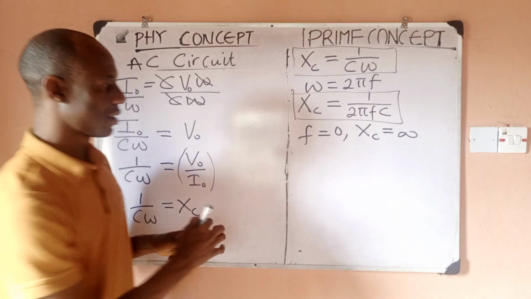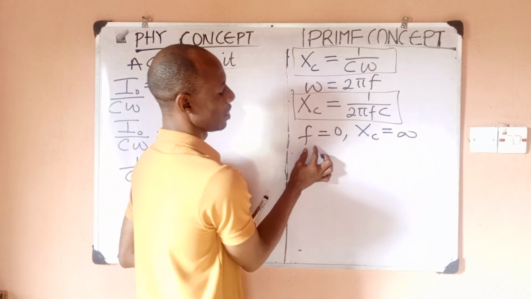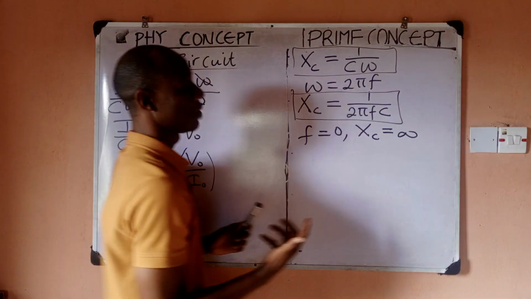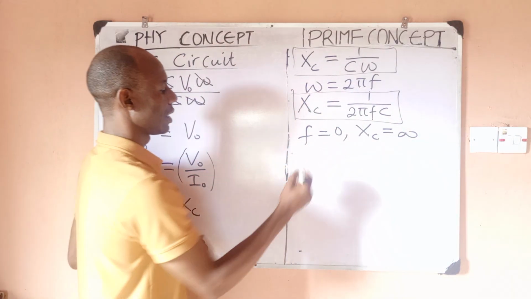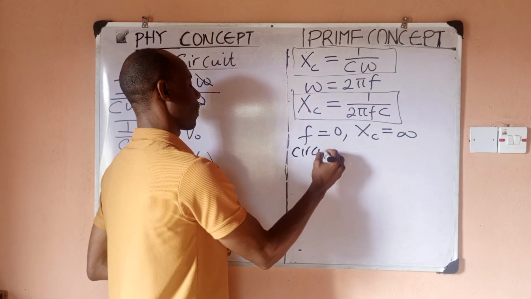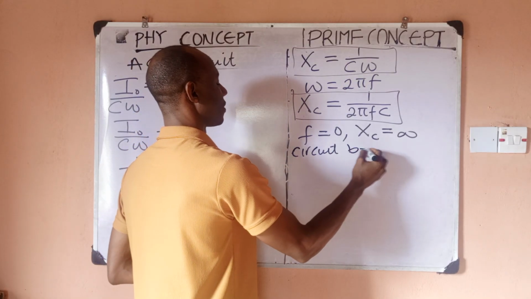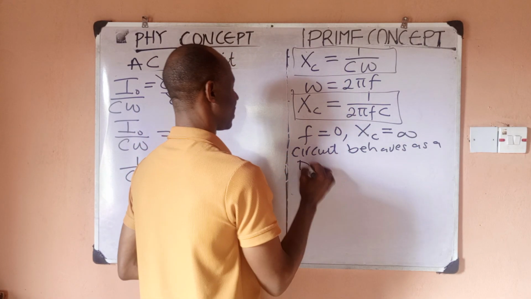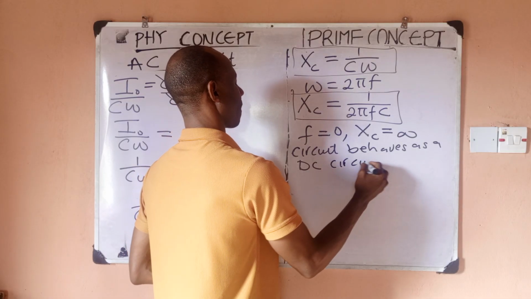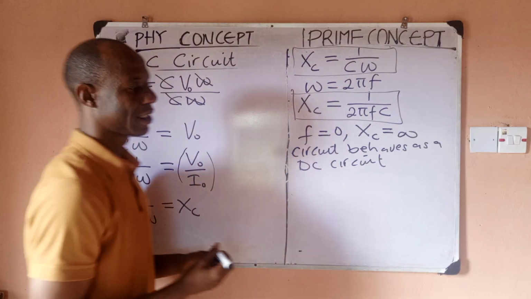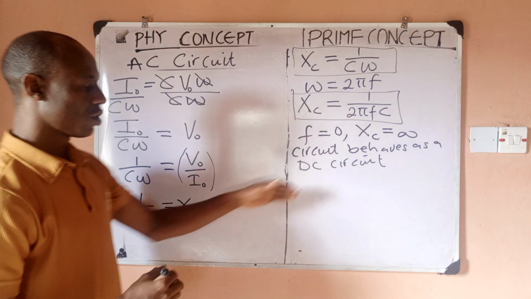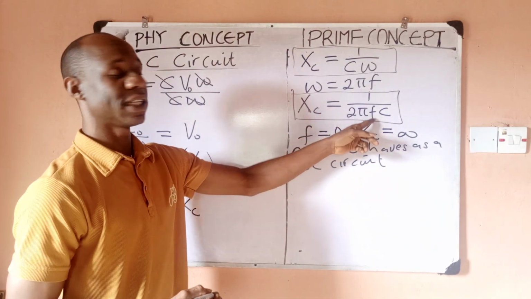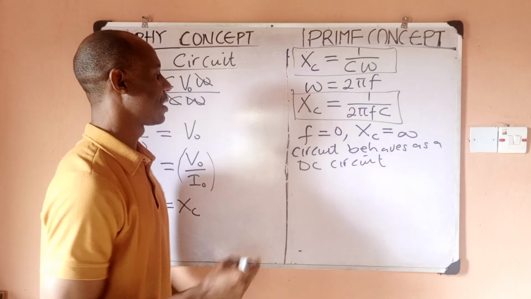So first, you take note of this point, that when the frequency is 0, XC is infinite, it has an infinitely large value, then the circuit behaves as a DC circuit, even though it is an AC circuit, right? Yes, so you should also note that capacitive reactance is inversely related to the frequency that we have mentioned.